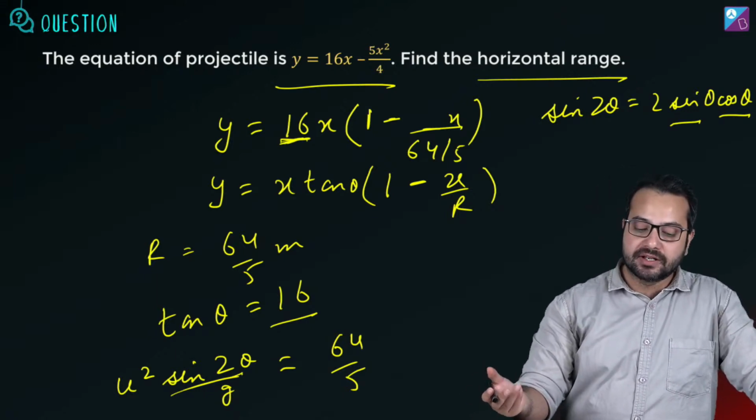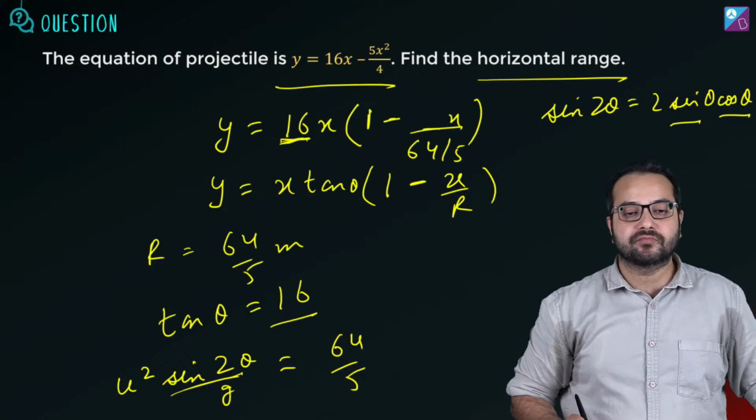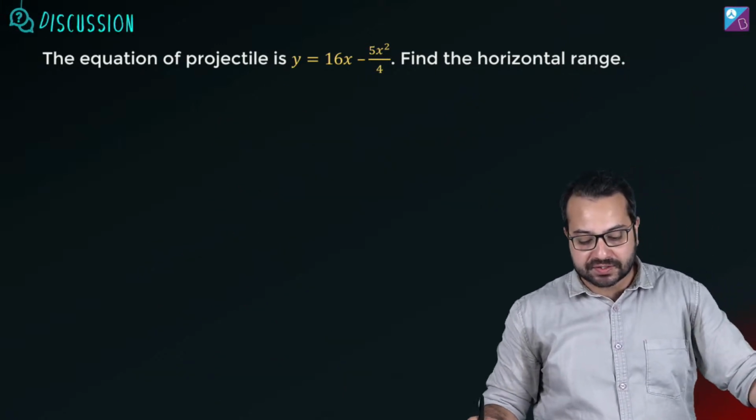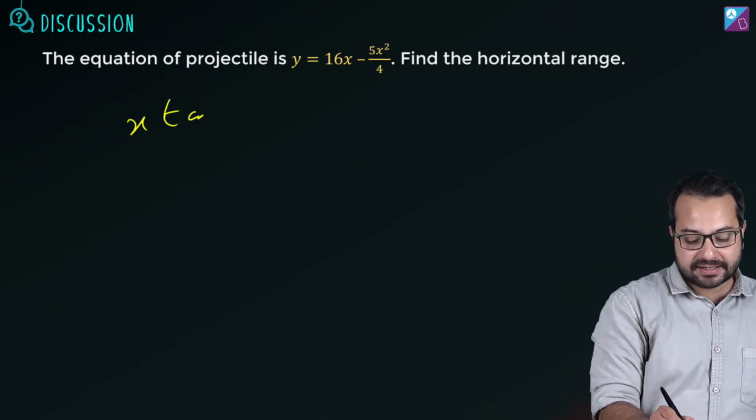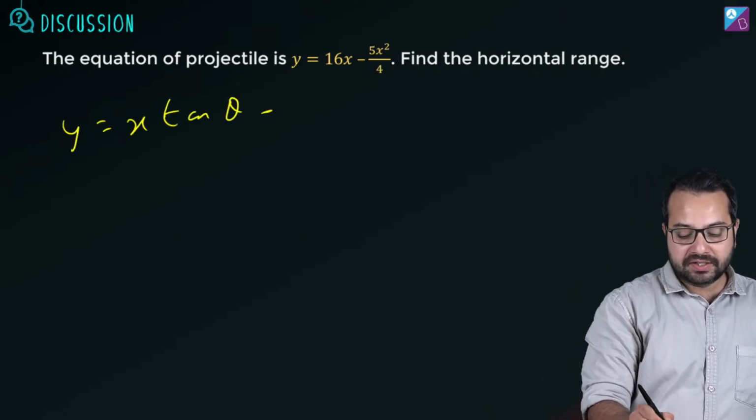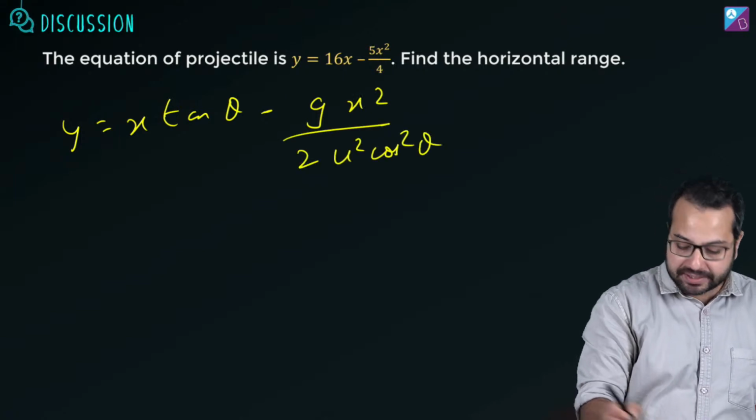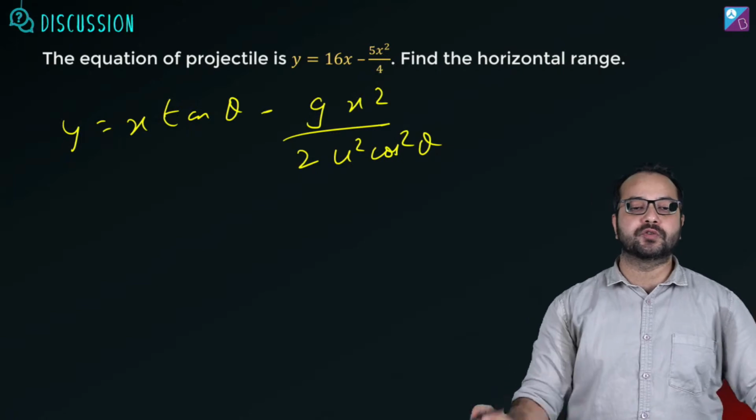Is that correct? Or directly you can use the equation of trajectory, okay? Directly you can use this equation, which is x tan theta minus g x square upon 2 u square cos square theta. You can use this also.